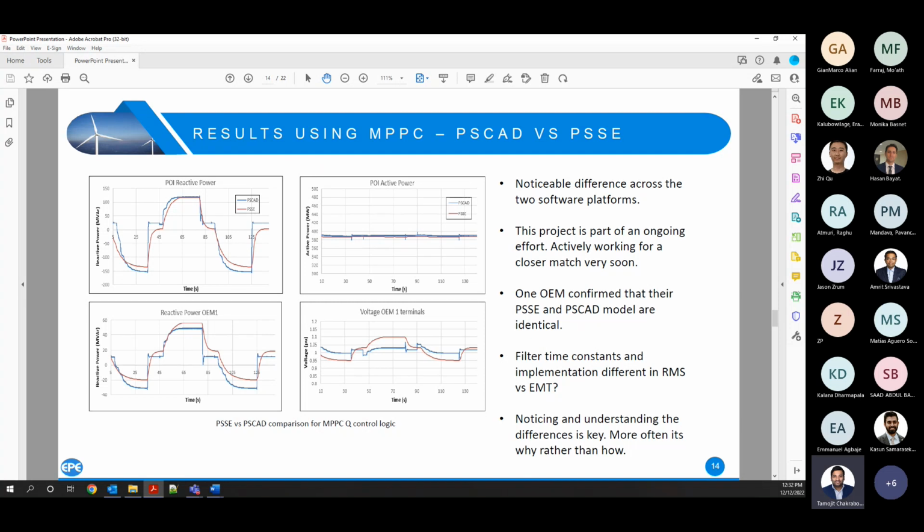So what I would like to say, as the last point, is that noticing and understanding the differences is very key when you're doing a simulation, rather than just asking why is it different, how is it different. So we all as an industry, all stakeholders, have to work together on understanding the differences and then work towards providing a technical solution or a scientific explanation on why there are differences and what can be done in order to mitigate them, or if they're explainable.